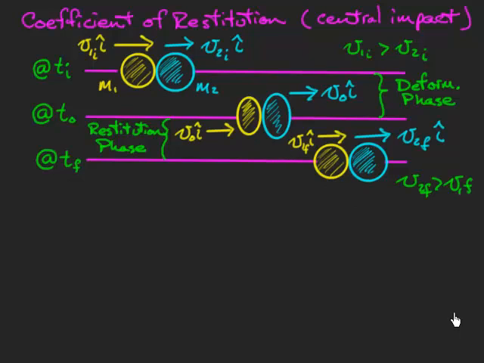Alright, so the next thing I'm going to do is apply the impulse momentum principle to this problem. And again, just like in part 1, I'm going to split it up, first looking at the deformation phase, and then looking at the restitution phase. So now I have two objects on which to do the impulse momentum principle. Let me just start at the very beginning, with object number 1.